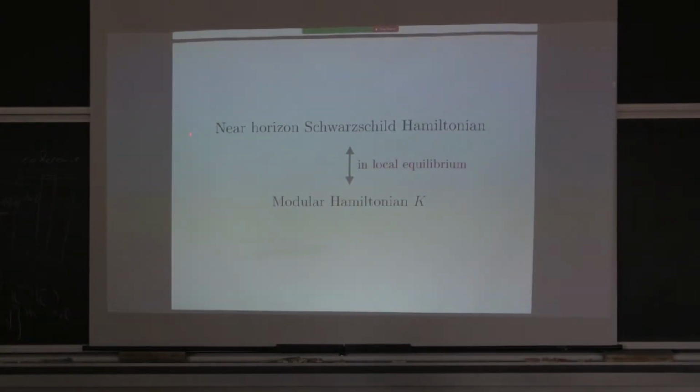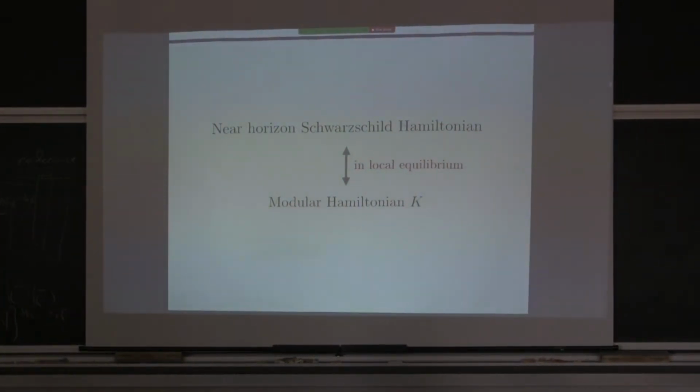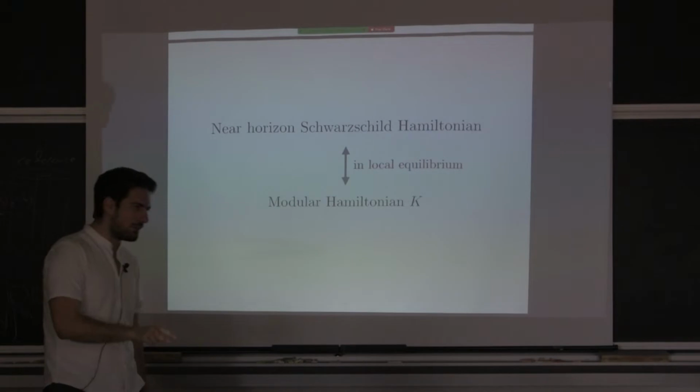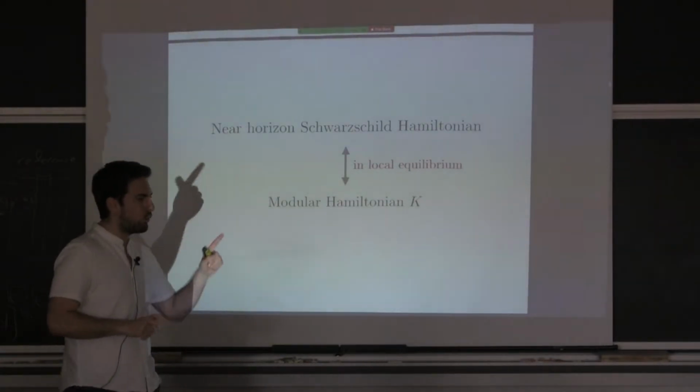So the statement is that the near horizon Schwarzschild Hamiltonian, the geometric time evolution near the black hole, coincides with the modular Hamiltonian K, assuming that no particles disturb the atmosphere, no particles fall in and hit my probe. If you have excitations that don't fall inside your probe black hole, as long as the atmosphere remains in local thermal equilibrium, then that statement is true. If there are particles that fall inside your probe and therefore disturb that local thermal equilibrium, then your modular flow is not geometric, and then you have more work to do.